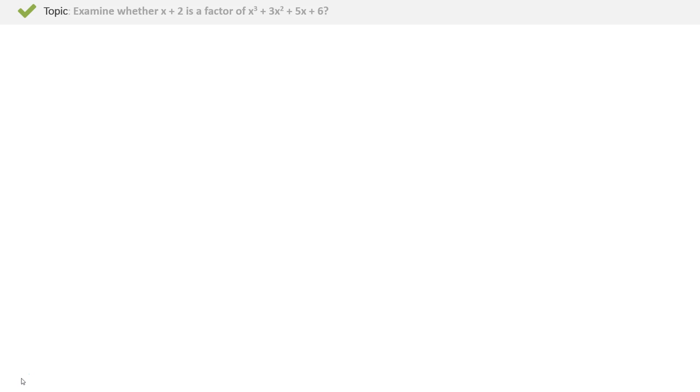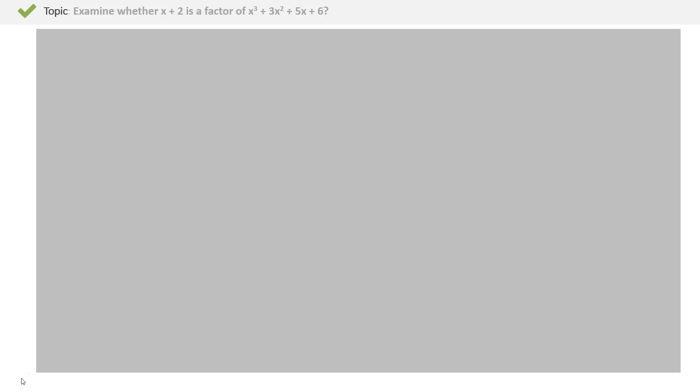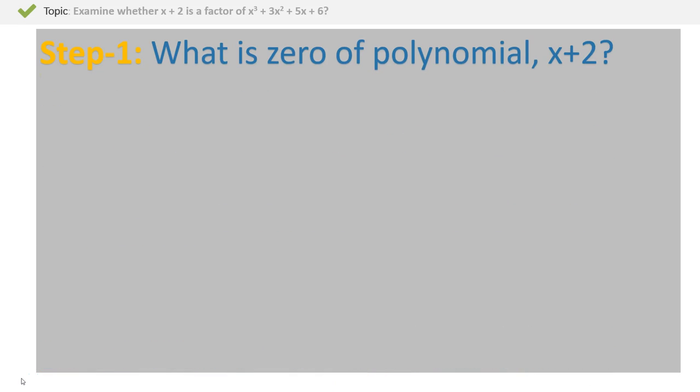Before we really go and talk about factor theorem, let's take an example and examine whether x plus 2 is a factor of a polynomial x cubed plus 3x squared plus 5x plus 6. In order to do this, the first step is to find the zero of the polynomial x plus 2. To do this, we'll equate x plus 2 to 0, and hence x plus 2 equal to 0, which implies x equal to minus 2.